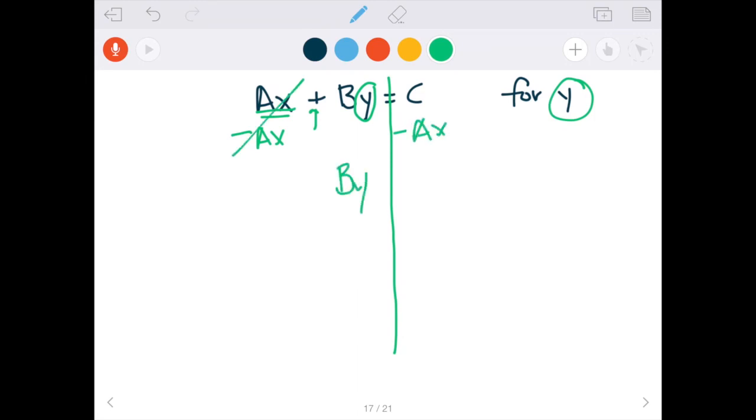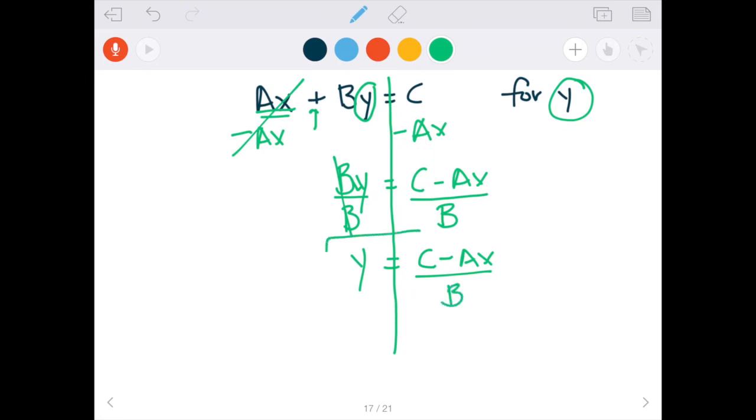Now, that gives me BY equals C minus AX, okay? Because C and AX are not like terms, so I can't simplify. Now, if I want y by itself, I need to get rid of the b, which means I'll divide, because b divided by b is 1. What I have to do is divide the entire other side by b, not just the c, not just the ax, but the whole thing. And I cannot simplify anything here. There's nothing to cancel out, so that is the end.